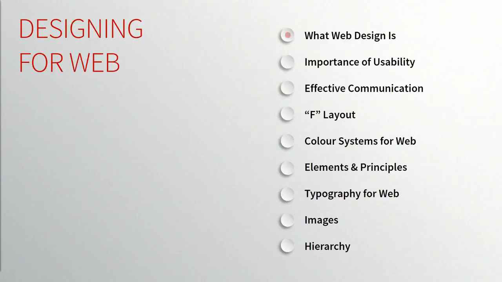So we initially, of course, looked at what web design is. We looked at the importance of usability, effective communication, looked at our F layout and our F pattern design, color systems for the web, our elements and principles when it comes to designing for the web, typography, the importance of images, and then finally our hierarchy as well.